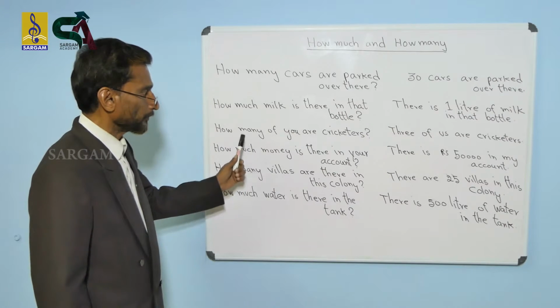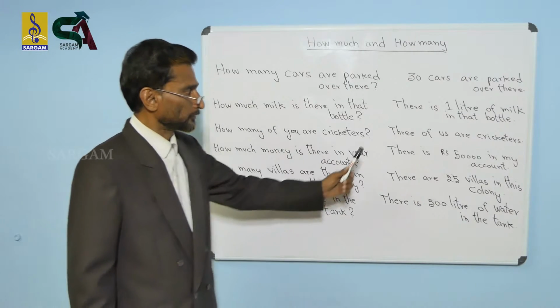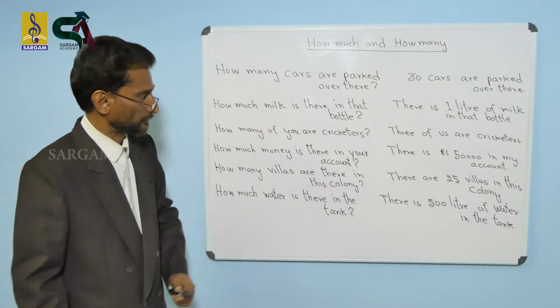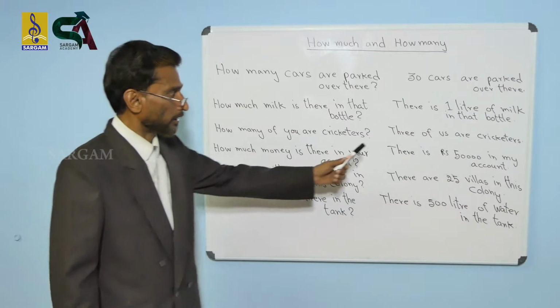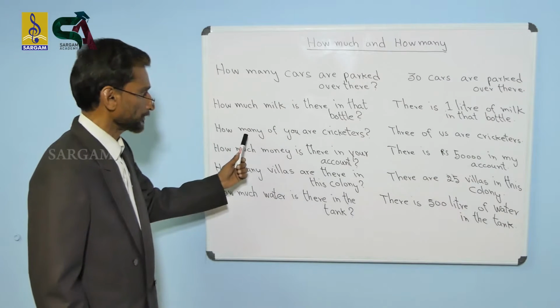How many of you are cricketers? 3 of us are cricketers, cricket players. Are, see, 3 of us are, because how many is countable.